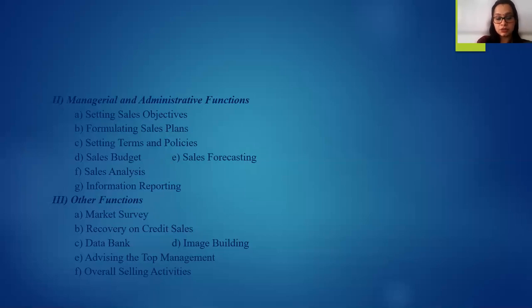Advising the top management, as we have already discussed in the first video, the top management is always reliant on the sales manager for any decision that has to be taken in the future. Overall selling activities again include your direct activities in terms of sales or promotion. How are you motivating and interacting with customers in order to make more transactions.